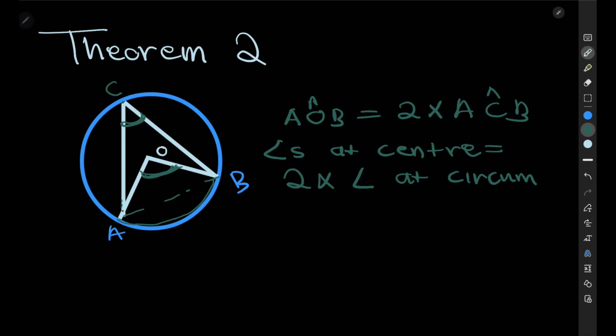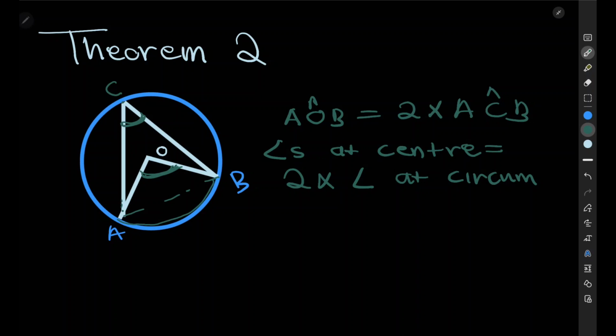I'm not going to finish writing that, but it's twice the angle at the circumference, and the reason for that is because they are subtended by the same arc or the same chord in this case. So if you have two angles, one is at the circumference, which is ACB, and another which is AOB, and those two angles are subtended by the same arc or the same chord, the angle at the center, which is AOB, will be twice the size of the angle at the circumference.